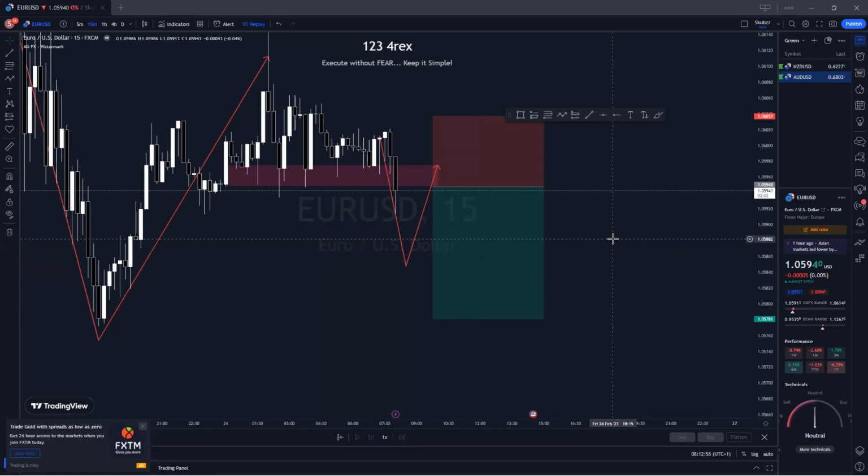Okay. Any other currency pair? Any other question before we go?